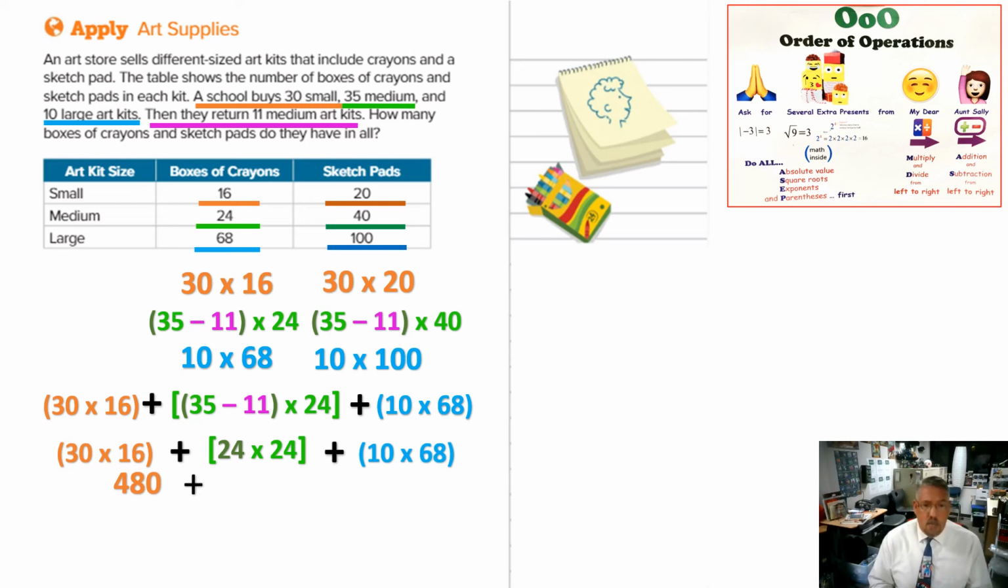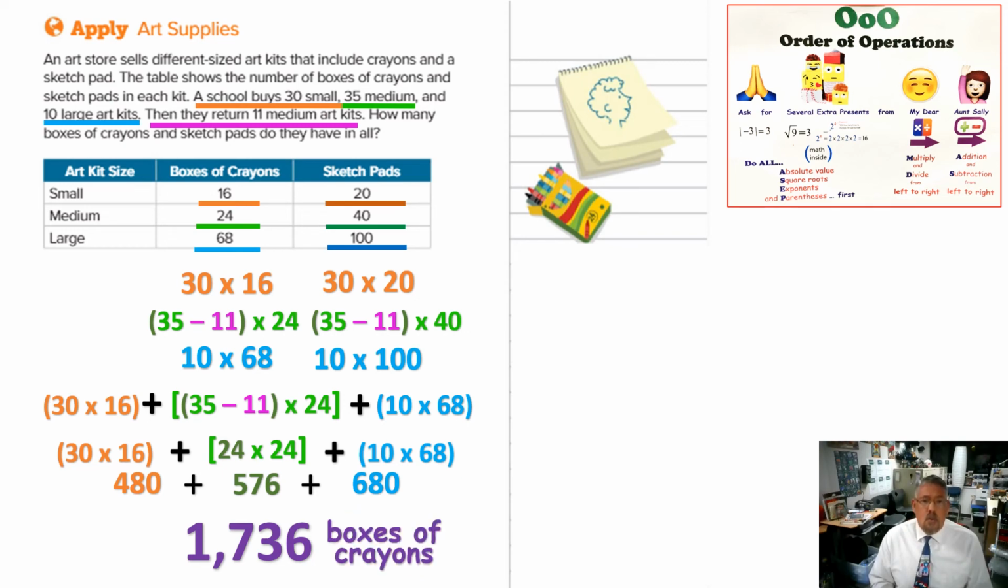So 30 times 16 is 480. 24 times 24 is 576. And the 68 times 10, that's the easiest one. I just put the 0 at the end of the 68, so that's 680. When I add all this together, I get 1,736. Well, this happens to be boxes of crayons. But now it wants to know and sketch pads, right? So the and means I have to solve the other set as well.